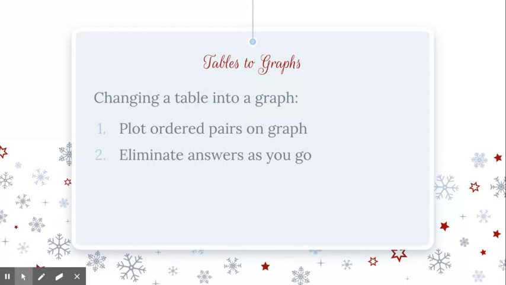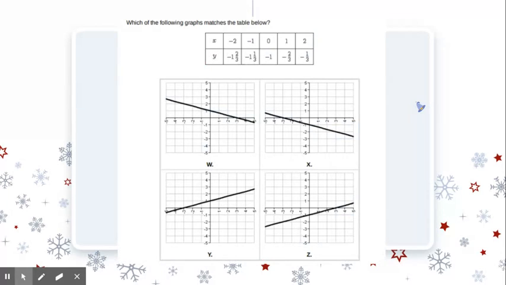I match those up and then I go and plot those on the graph. And if that is correct, then I move on to the next point and make sure that's there. If it's not correct, then we eliminate it and then we move on. Okay, so it's really easy. It's easier to just look at this and see what's going on.